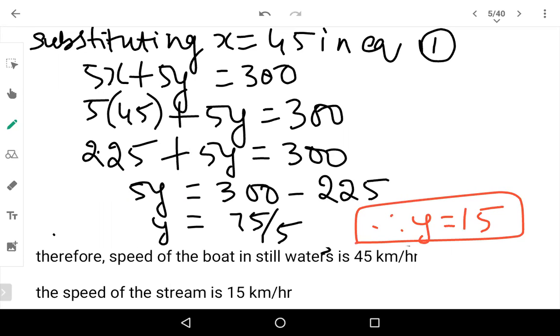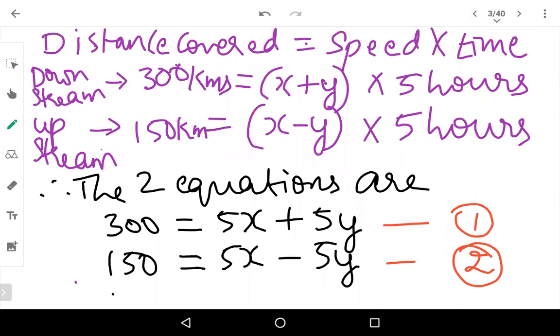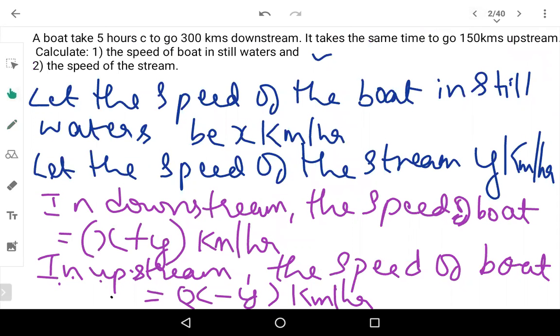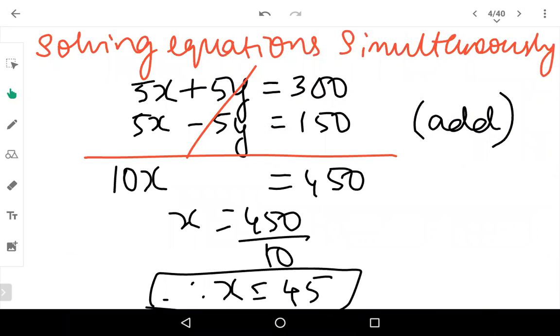So we got the answer for x, we got the answer for y. But what were these x and y? Go back to the derivation. What were the x and y? Speed of the boat in still waters is x. So conclusion also should be the same thing. The speed of the boat in still waters was 45 kilometers per hour. Then speed of the stream was y kilometers. So in the conclusion, speed of the stream is 15 kilometers per hour. Okay, so that is how you'll have to write the conclusion.